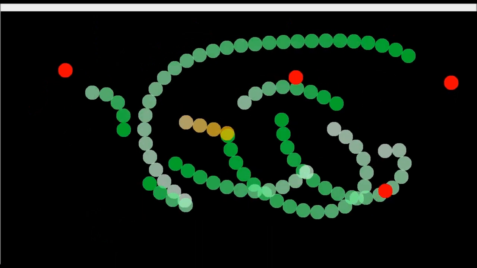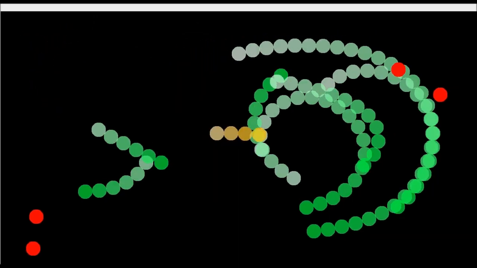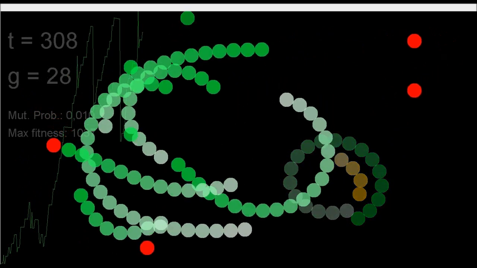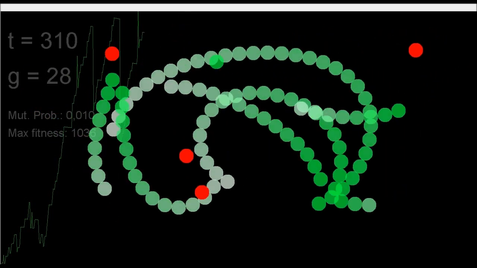Since snakes become slower the longer they get, at some point there will be no more noticeable improvement, and progress stops due to starvation.